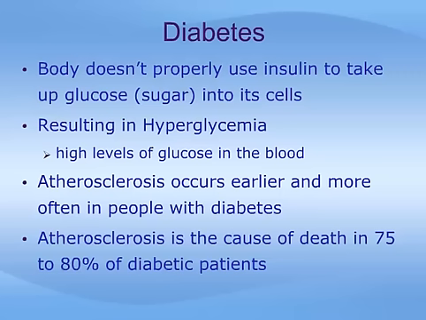Atherosclerosis occurs earlier and more often. In fact, the risk of developing atherosclerosis is 2 to 6 times higher in people with diabetes. Atherosclerosis is the cause of death in 75 to 80% of diabetic patients.